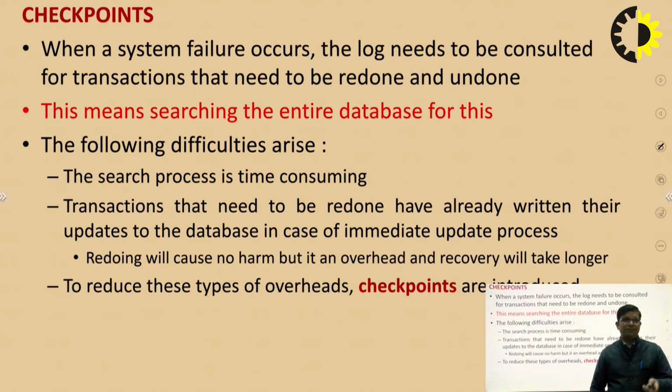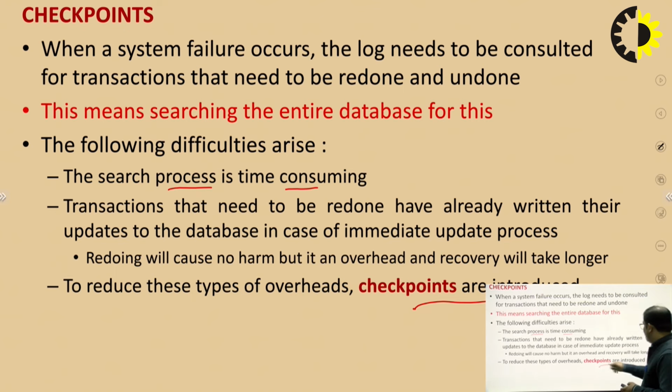So when a system failure occurs, the log needs to be consulted for the transactions that need to be redone or undone. So at what level? The level decided by the checkpoint. Searching the entire log is time consuming, and the transactions that need to be redone have already written their updates to the database. To reduce this, checkpoints are introduced. We do not have to read the complete transaction. We go to a certain level, and from that level we redo or undo.